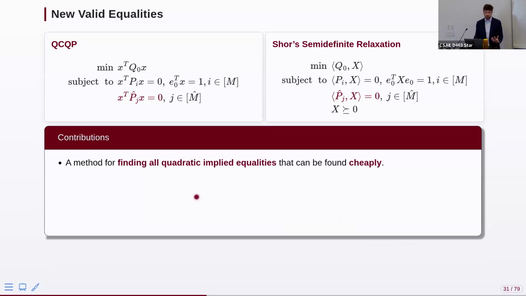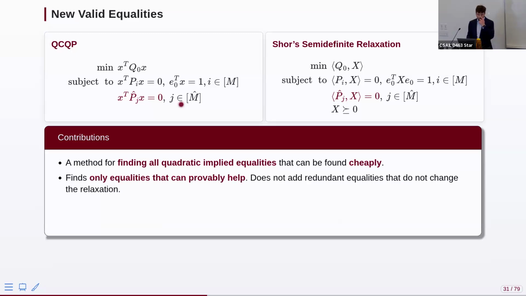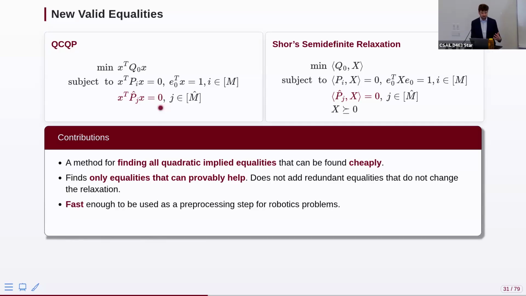We describe a method for finding all the quadratic implied inequalities that can be found cheaply. So there might be ones that you can add that are hard to find, but we don't want to look for them because it would take too long to find them. We also find only the equalities that provably tighten this guy on the left. Not everything that I add here that's redundant will help the thing on the right. Additionally, the method is going to be fast enough to be used as a pre-processing step for robotics. And finally, in the thesis, if you're interested, this actually generalizes to arbitrary programs. It's just a lot easier to describe for QCQPs.